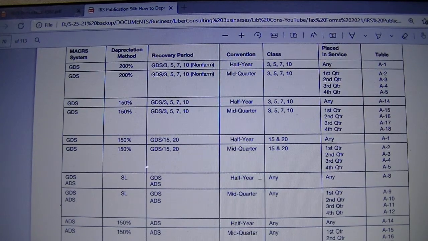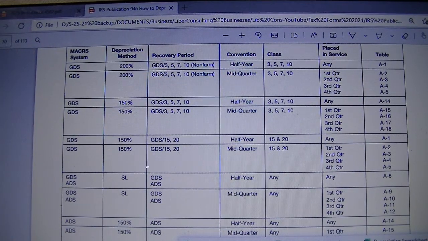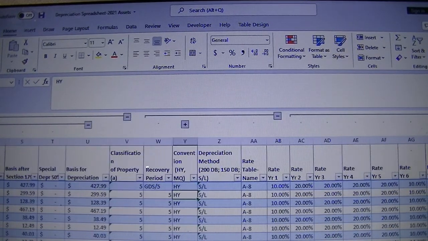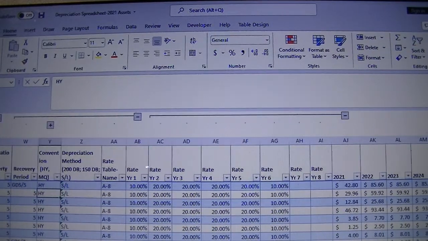Convention is half year. It does not matter the property class, and does not matter what quarter we put in service. It is going to use table A8 as well. Therefore, the rate is going to be the same as what we already put on top. So we will put the same rate for the cutting machine as well.